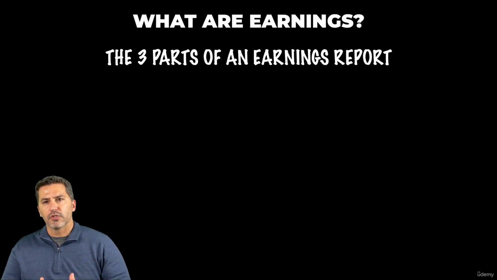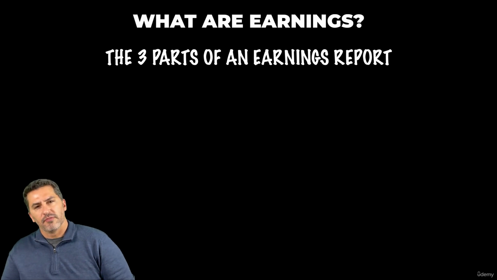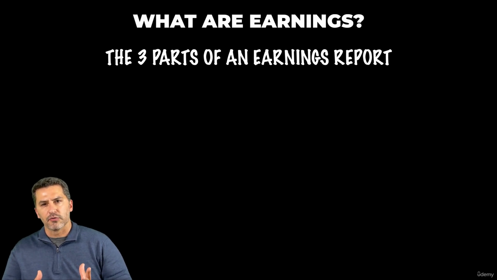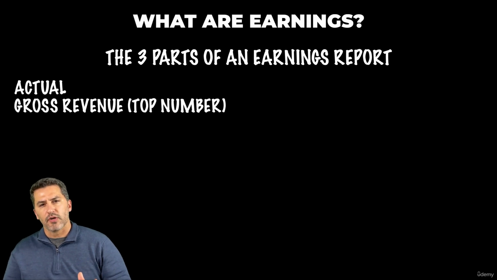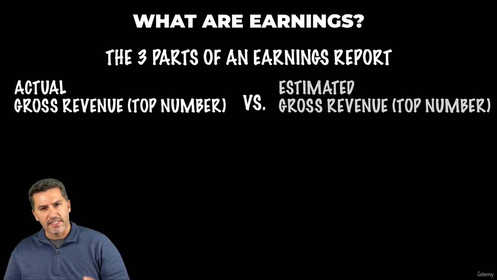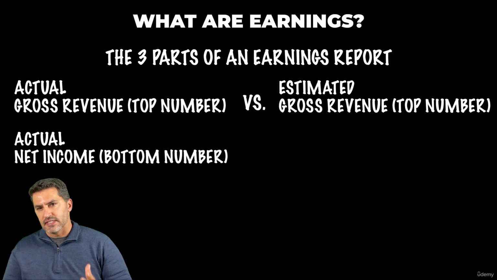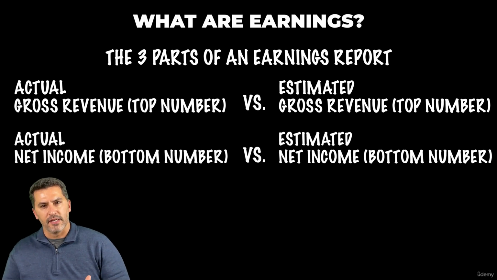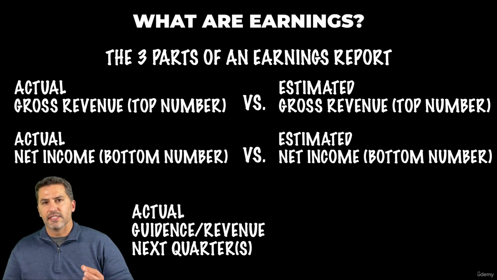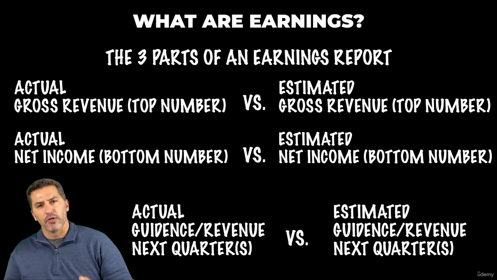So when a company reports earnings, here's where the price is extremely volatile. There are three sections in an earnings report that drive the stock price way up or way down. First, it's gross revenue, or top number for the quarter, versus its estimated. Second is its net income for the quarter versus its estimated. And the third, and most importantly, is its guidance for the next quarter and the remainder of the year.